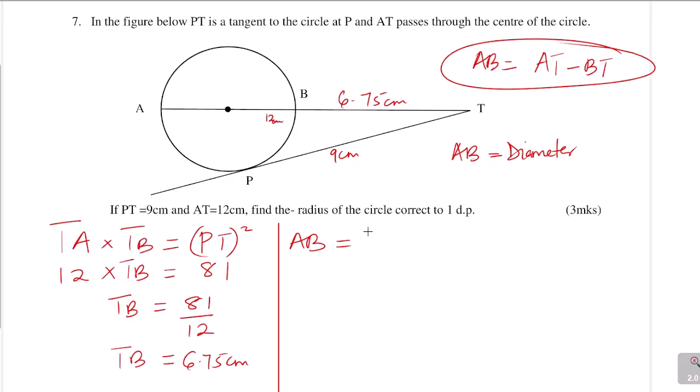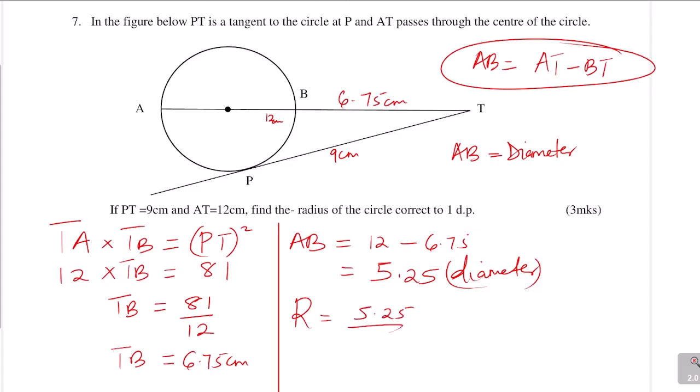AB now will be given by AT, which is 12, minus BT or TB, which is 6.75. That gives 5.25, and that is the diameter. Once you get the diameter, to get the radius you just need to take the diameter and divide it by 2. And correct to 1 decimal place, this will give exactly 2.6 centimeters. So that is how we're supposed to do that.